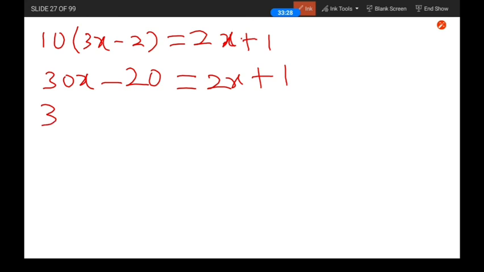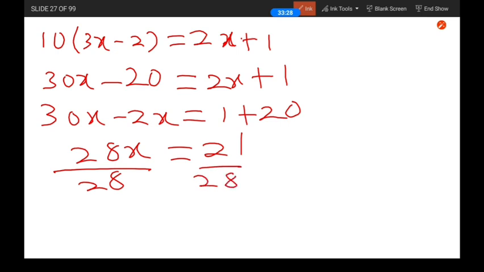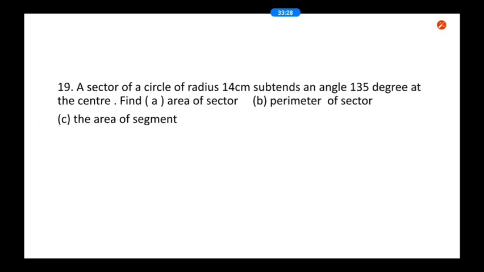So collect like terms: 30x minus 2x, 1 plus 20. So we have 28x equals what? 21. Divide by 28. So x becomes what? 3, 7 in 21 is 3, 7 in 28 is 4. 3 over 4. Is that okay? That is it. So let's look at another question here.